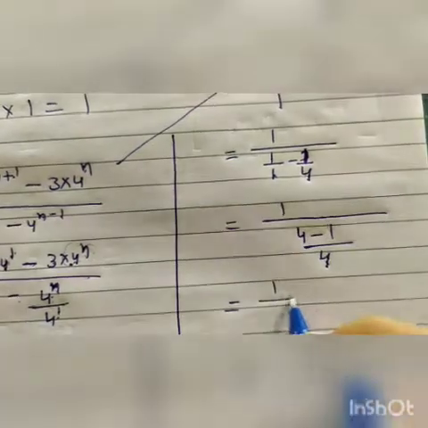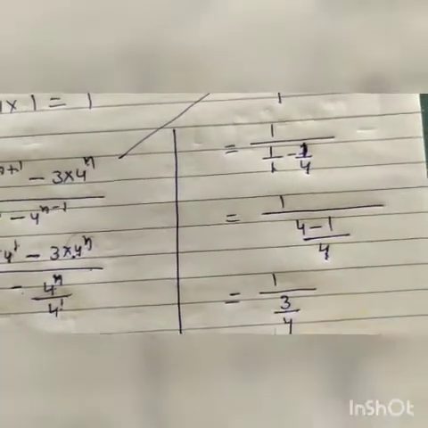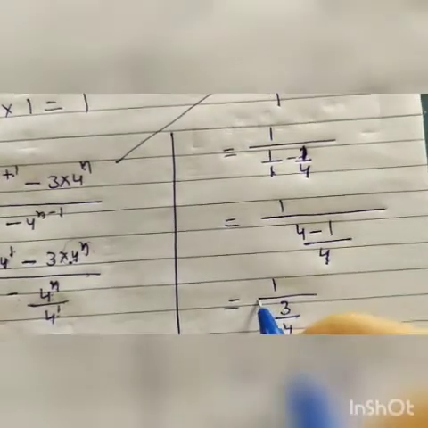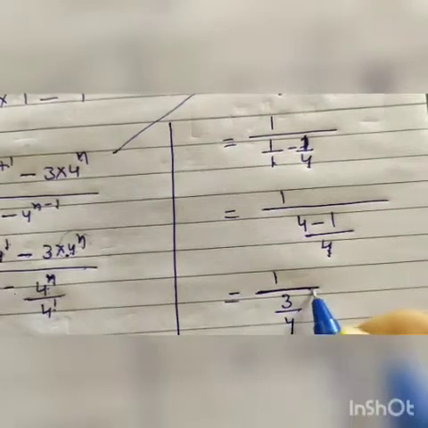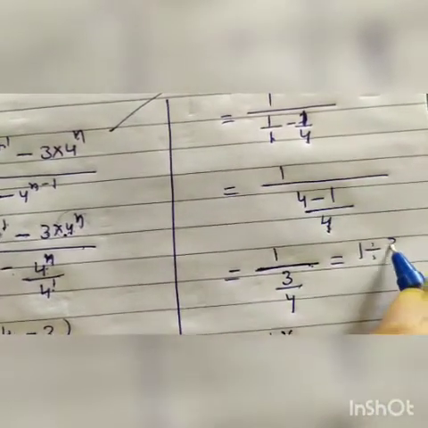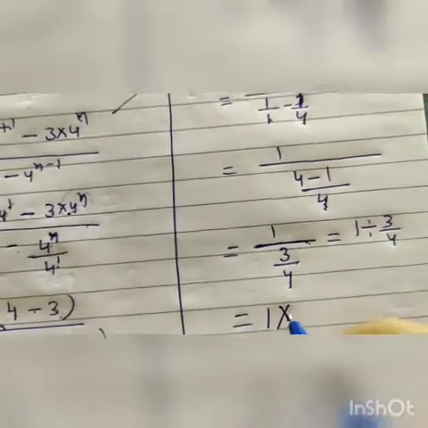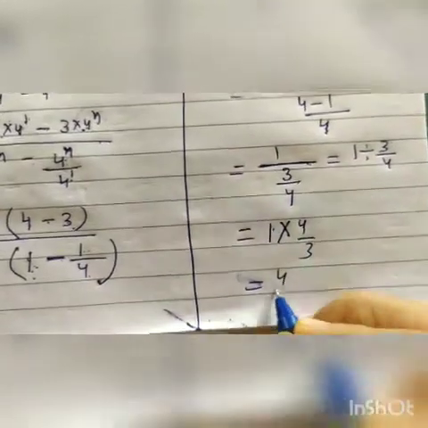Now it is 1 upon 3 upon 4. Now this 1 into this upon line means, what is the meaning of this upon? Division. It means 1 divided by 3 upon 4. So we can write it 1 into 4 upon 3 means 4 1 ja 4 upon 3.